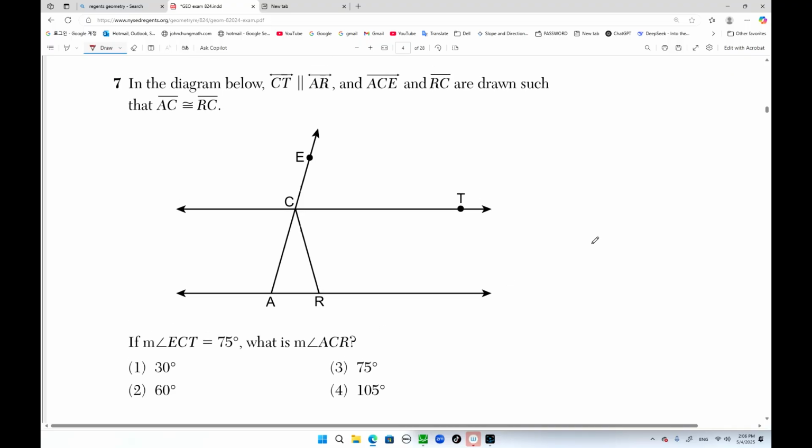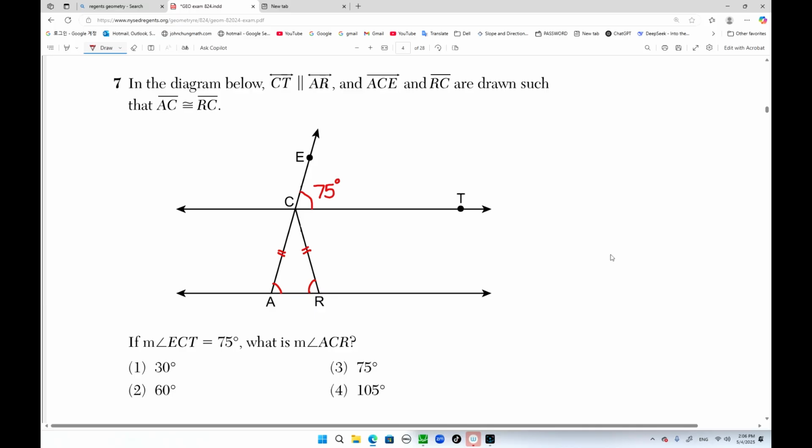Number 7. CT, yeah, that is a straight line. RT is a straight line. AC is congruent to RC, these two sides are congruent. So this is an isosceles triangle. Okay, angle A and angle R are equal, so you can see that. So angle ECT, where is it? ECT is 75. This angle is 75 degrees.